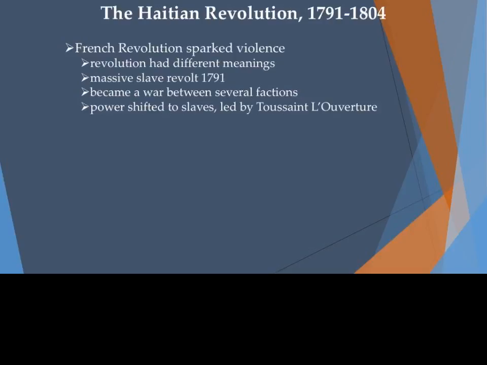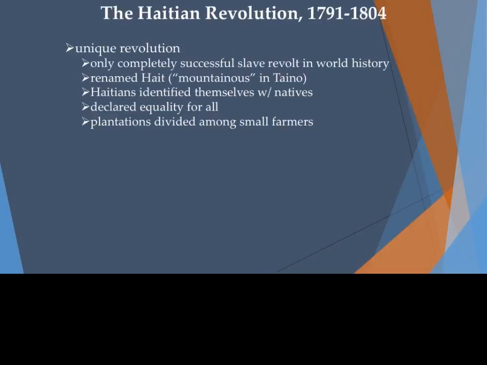Now, the example of the French Revolution sparked a spiral of violence in Haiti. The revolution, though, meant different things to different people. A massive slave revolt began in 1791, and the revolution became a war between a number of factions. Power gradually shifted to the slaves, who were led by a former slave, Toussaint Louverture. And the result was a unique revolution, the only completely successful slave revolt in world history. The country was renamed Haiti, which means mountainous in Taino.